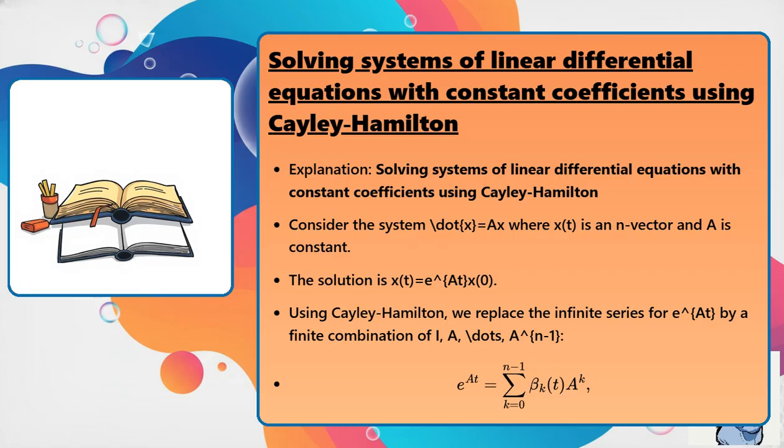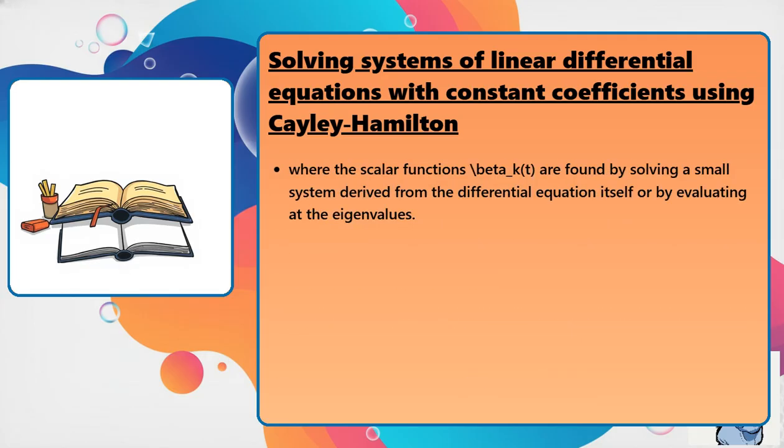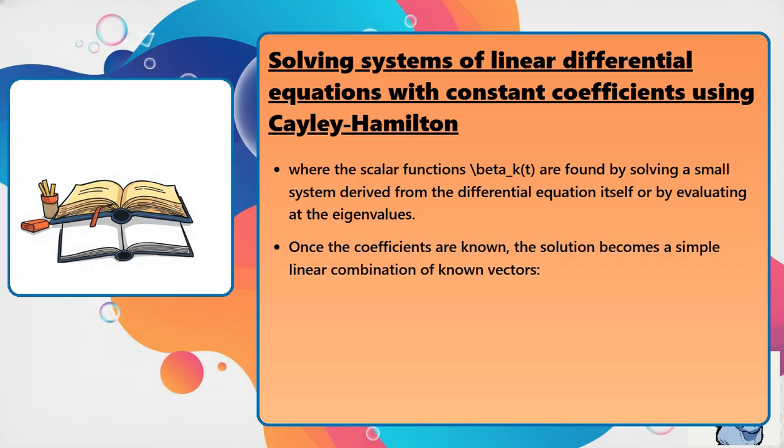e to the At equals the sum from k equals 0 to n minus 1 of beta sub k of t times A to the k, where the scalar functions beta sub k of t are found by solving a small system derived from the differential equation itself, or by evaluating at the eigenvalues. Once the coefficients are known, the solution becomes a simple linear combination of known vectors. x(t) equals (beta 0 of t times I plus beta 1 of t times A plus ... plus beta n minus 1 of t times A to the n minus 1) times x(0).